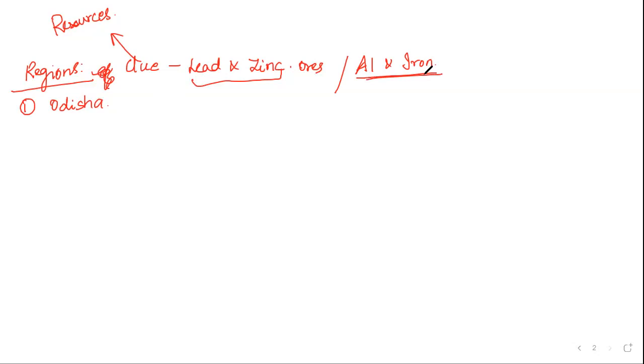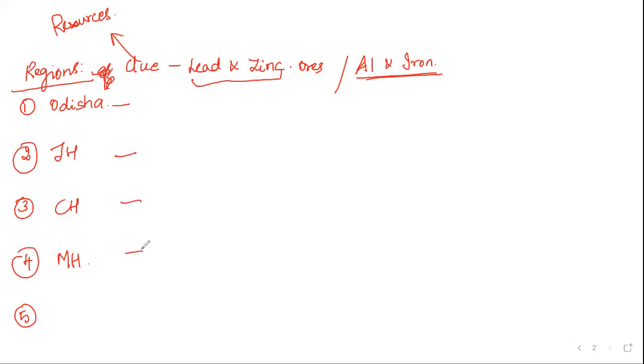This is like a very small clue that you can take. For example, what are the states that we read yesterday? We read about Odisha, Jharkhand, Chhattisgarh. Then we read about Maharashtra, right? So these are the states we read about yesterday with regard to iron and steel plants. The same thing is going to be repeated here also.